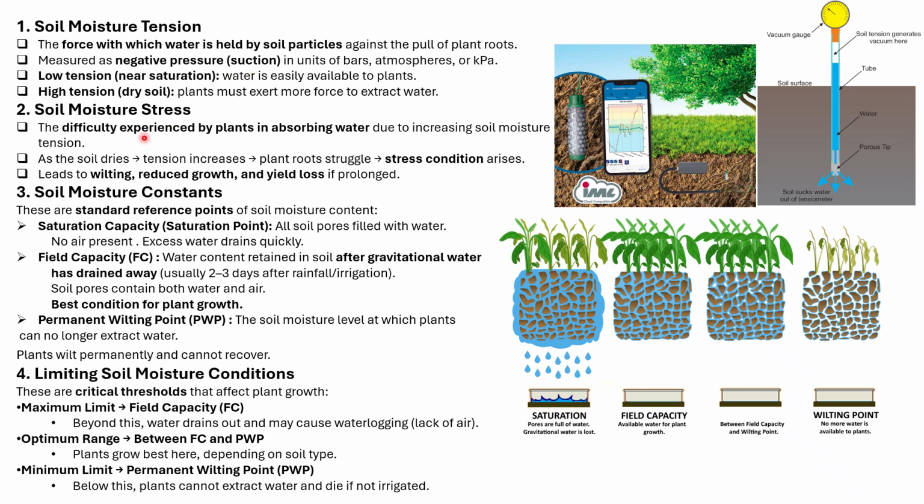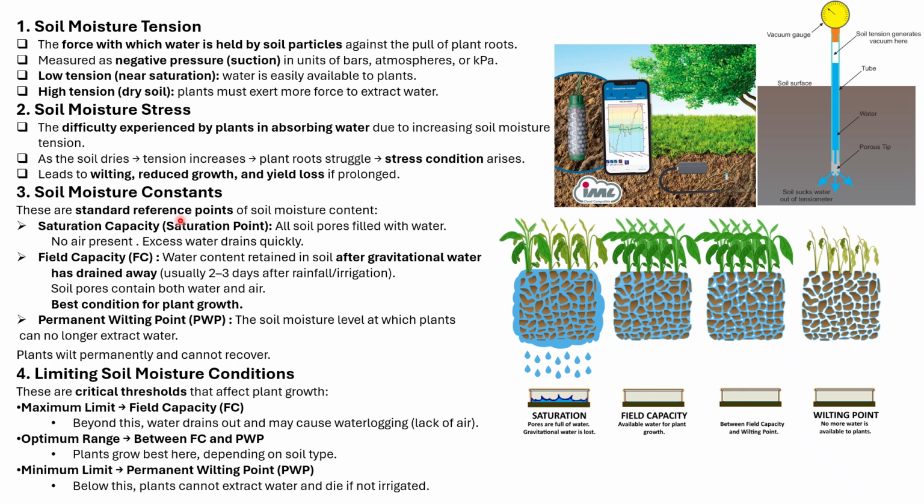Regarding soil moisture stress, as the soil dries, the tension increases. These two are proportional to each other. The plant struggles to absorb the water, which leads to the wilting point and reduced growth, and also low yields if the stress continues.